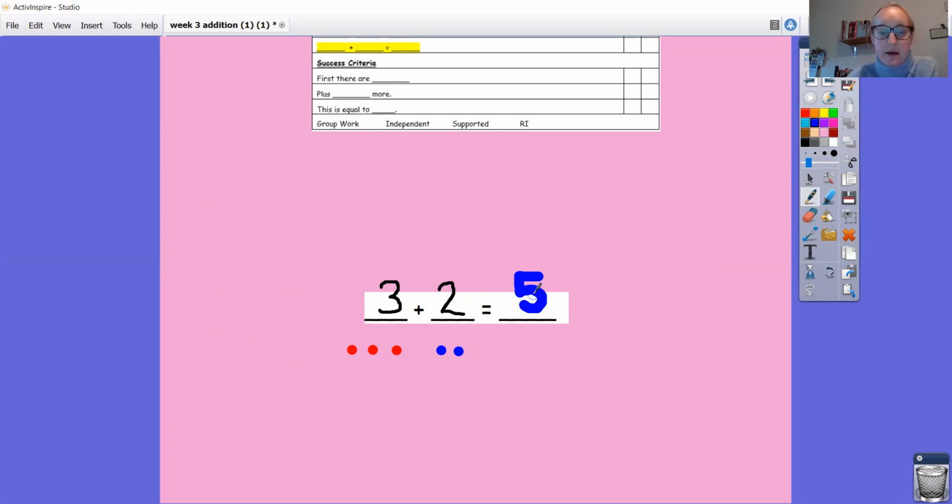Can you have a go at saying that with me? So first there are 3 plus 2 more, and this is equal to 5. Well done. Should we have a go at another one? So now I'm going to write another number sentence. We'll make it a bit more challenging.